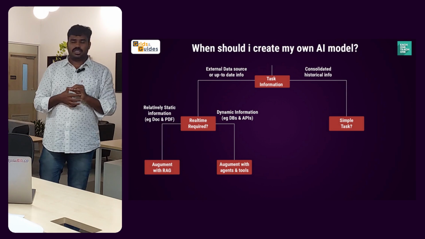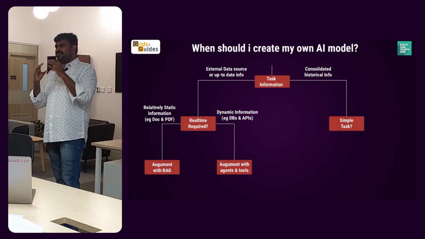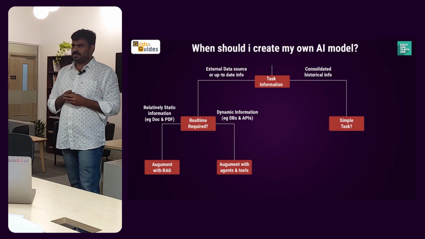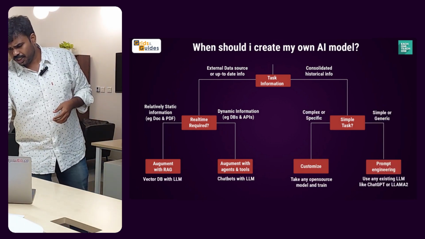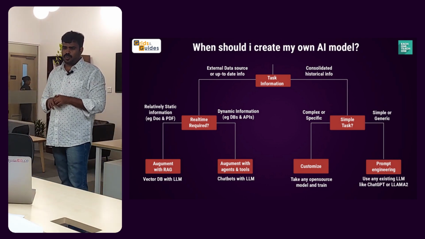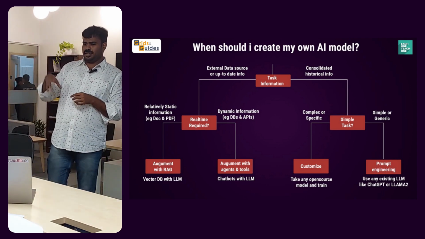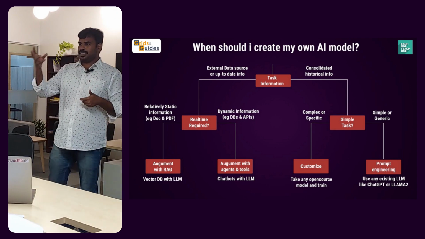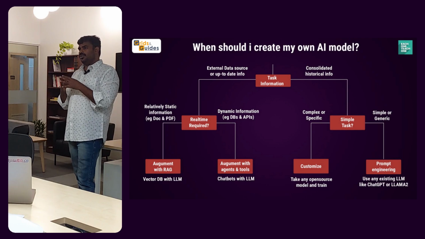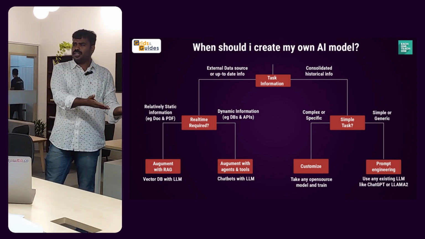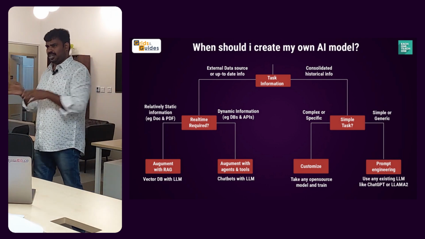Then let's come to this point. Okay, so consolidated historical info, and it's going to be a simple task, like you are going to ask a question and the model is going to return some data, right? In this, it is split into two things. One is simple or generic and one is complex or specific. Simple or generic in the sense that you don't worry about anything, you just want some information. Instead of going and searching in Google, you are going and searching in ChatGPT, right?